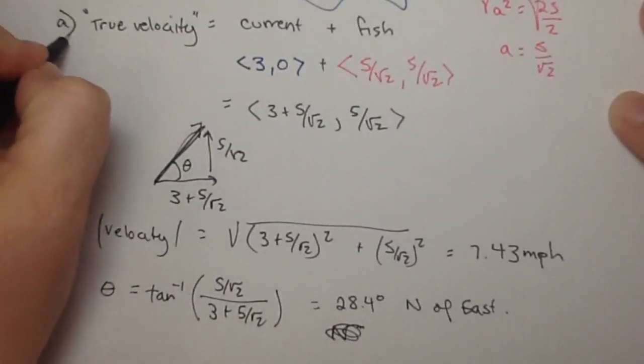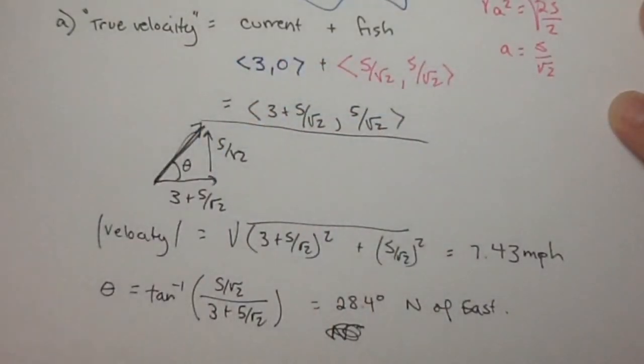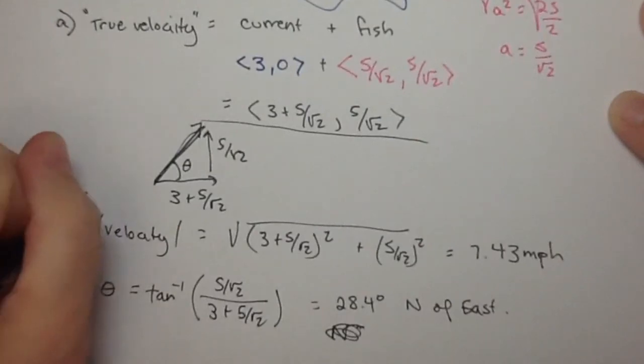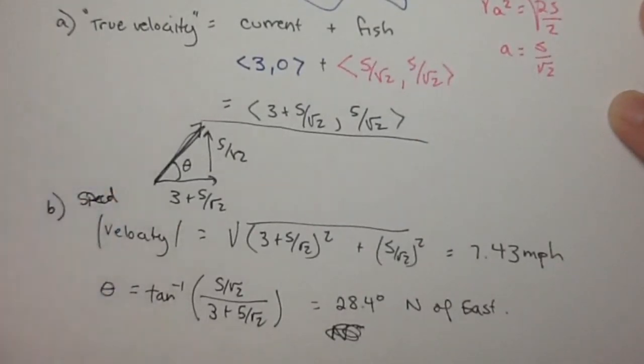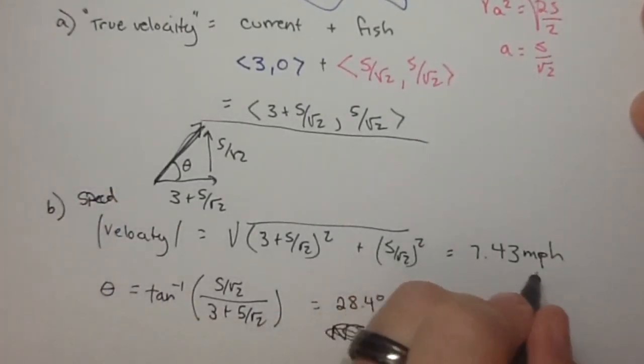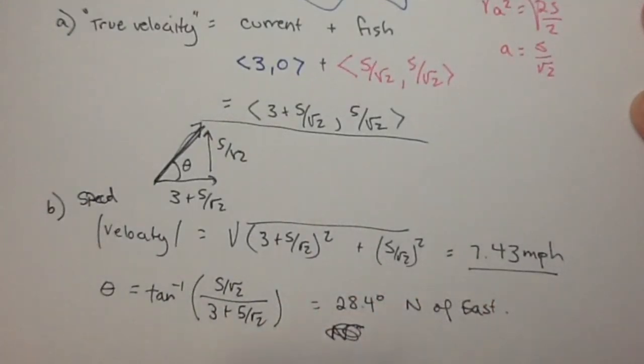This is part A. The true velocity is this. And then part B, speed, is the magnitude of velocity, which is 7.43 miles an hour at a direction of 28.4 degrees north of east. Okay, this has been problem 3.